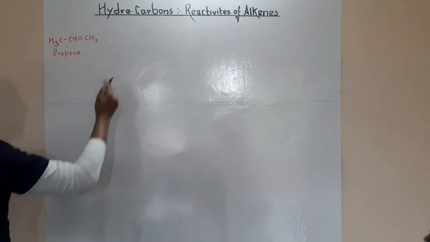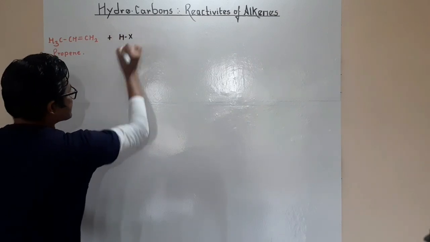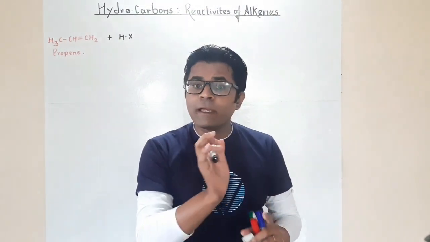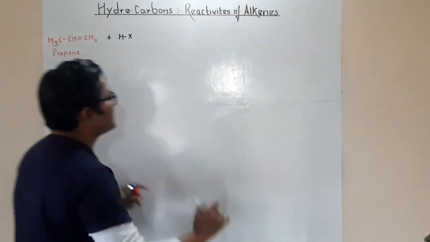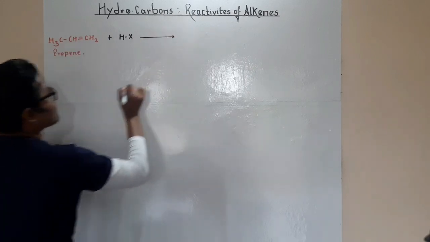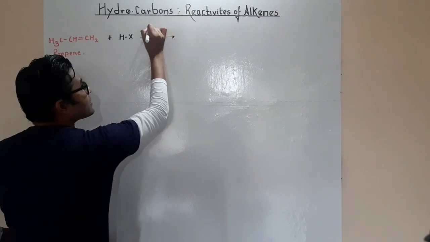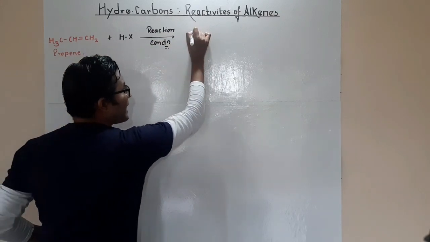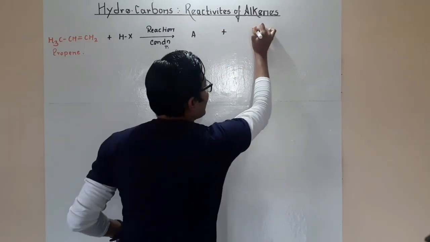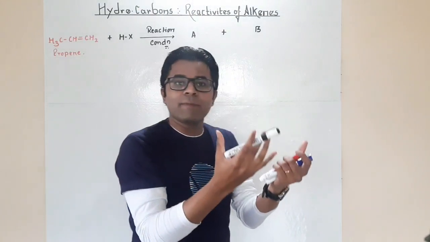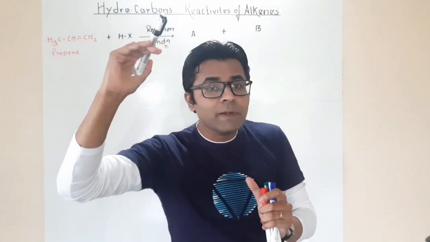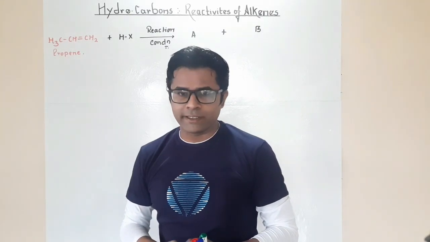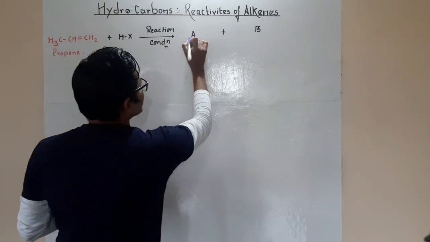Now, when propene reacts with hydrogen halides, it gives rise to two types of products. But the nature of the major product depends upon the reaction conditions. Try to understand this. Depending upon the reaction conditions, I am going to get two products, and of these two products, one is going to be at the maximum amount. The product which we get in the maximum amount, we call the major product. The product which we get after the reaction in a minimum amount is the minor product. So we are going to get two products here.